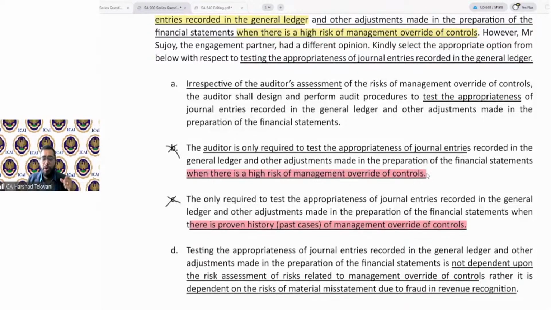And option D talks about revenue recognition. Testing of journal entries is not related to revenue recognition, but to management override of controls. That is the area where management will exercise its override of controls, its excessive power, and manipulate the accounts by journal entries, not by revenue recognition. Revenue recognition is already a high risk area by default, a fraud risk area. But testing the appropriateness of journal entries relates to management override of controls.